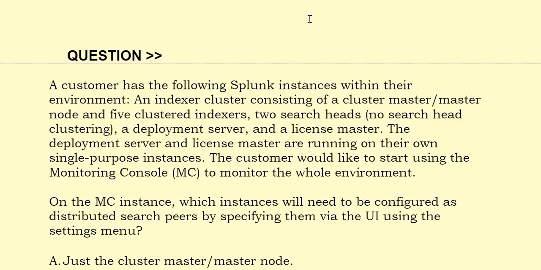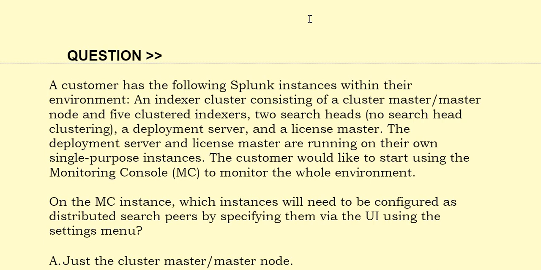A customer has the following Splunk instances within their environment: an indexer cluster consisting of the cluster master (master node) and 5 clustered indexers, 2 search heads with no search head clustering, a deployment server and a license master. The deployment server and license master are running on their own single-purpose instances. The customer would like to start using the Monitoring Console (MC) to monitor the whole environment.